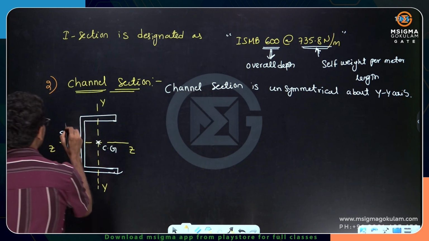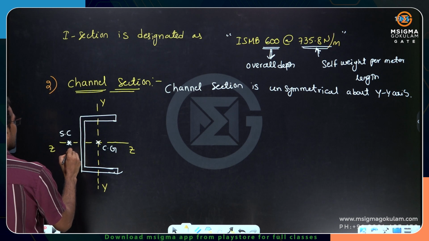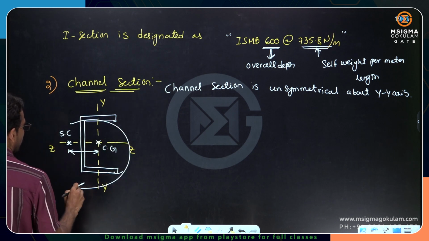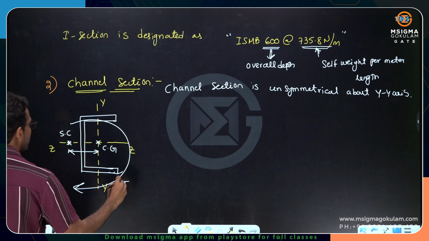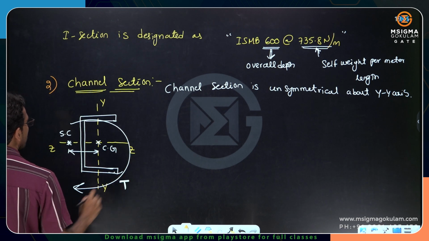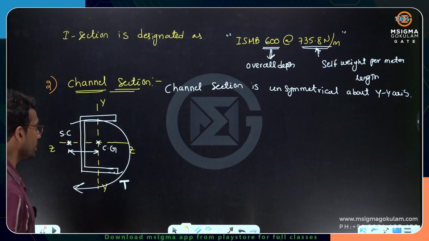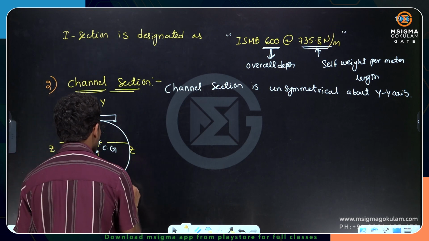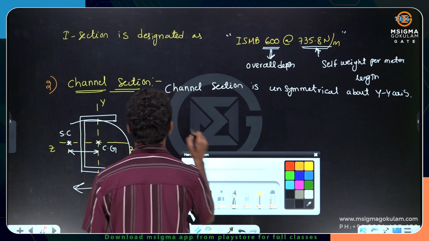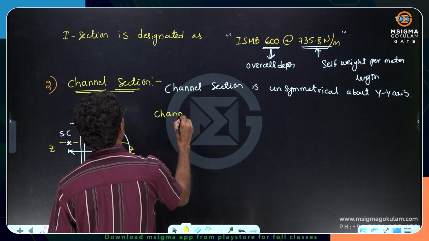Because of this, whenever you apply load, this eccentricity builds up and this section undergoes torsion. So please understand, dear friends, because of unsymmetry, you are getting a torsion. That is the challenging task. So channel sections are always designed for torsion. Please understand this. I can say, in addition to bending and shear, we have to design for torsion.